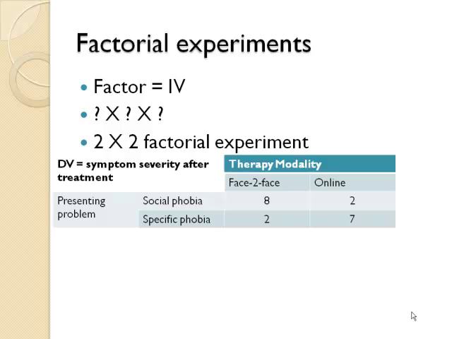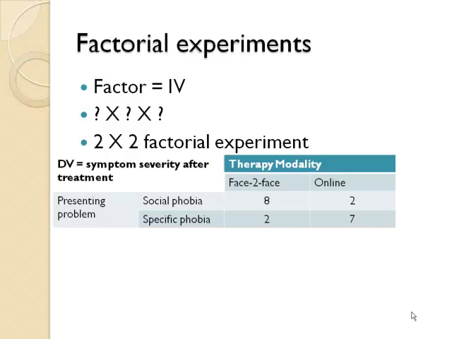Okay, when we talk about factorial experiments, it's easiest to talk about the simplest iteration, which would be a 2x2 design, right? Because we have two independent variables and both have just two levels. They could have more, they can't have less, and you have to have at least two independent variables to be factorial. So this is the simplest version of a factorial experiment. In this example, we're looking at the independent variable of therapy modality, so therapy being delivered either face-to-face or online, and the other variable looking at the presenting problem the clients are presenting with. And the dependent variable is symptom severity post-treatment.